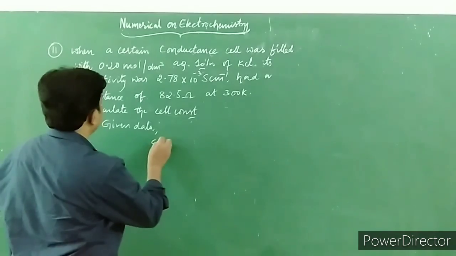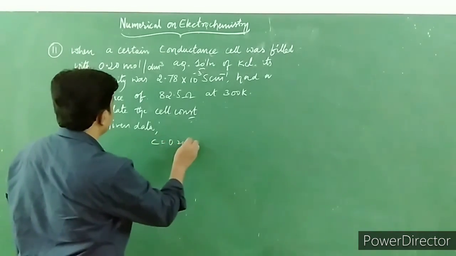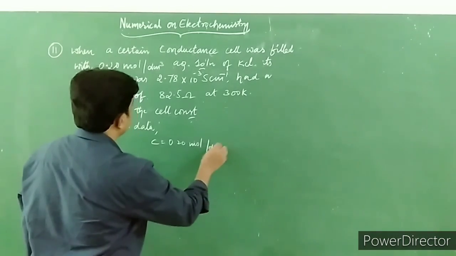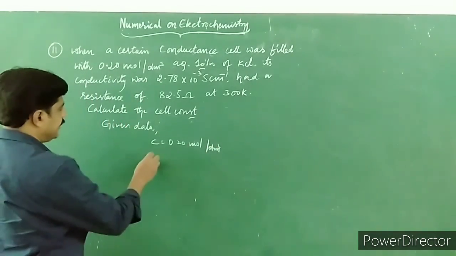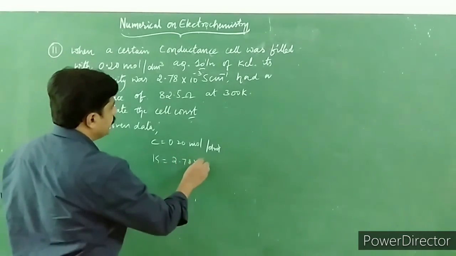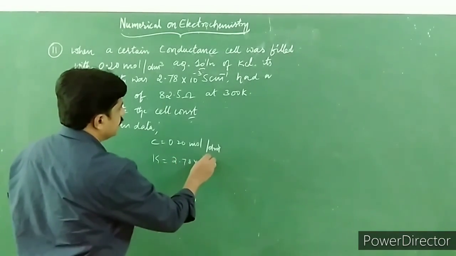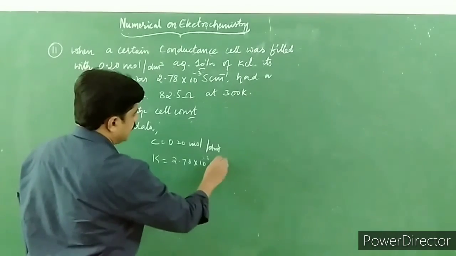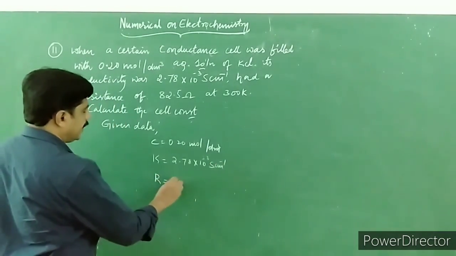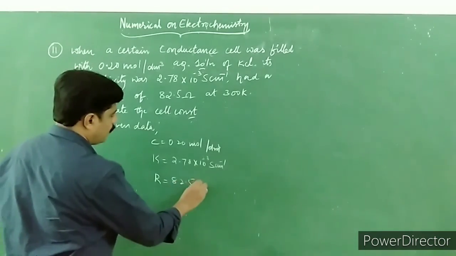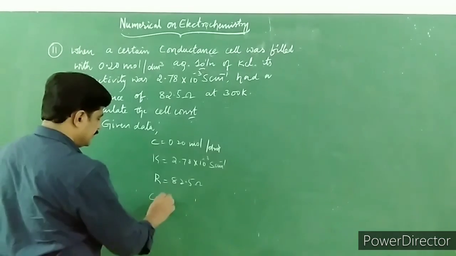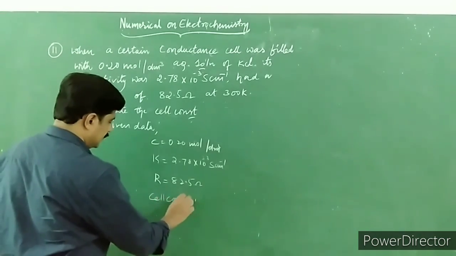Let me write whatever the given data. So C is given, that is 0.20 mole per dm cube. Alright. Conductivity is given, K is equal to how much? 2.78 into 10 to the power minus 3 Siemens per centimeter, is it not? What else is given? Resistance is given. Resistance is equal to 82.5 ohms. Children, what are they asking? They are asking to calculate cell constant.